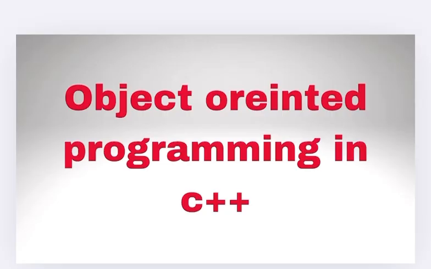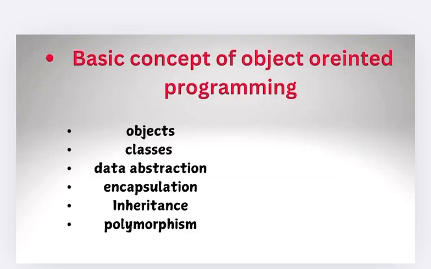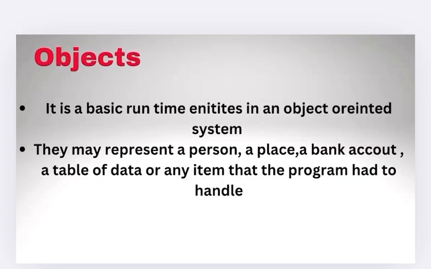Object-oriented programming in C++. Basic concepts of object-oriented programming. These are the ones: objects, classes, data abstraction, encapsulation, inheritance, polymorphism. These are the basic concepts of object-oriented programming using C++. First we talk about objects. They are basic runtime entities in an object-oriented system.